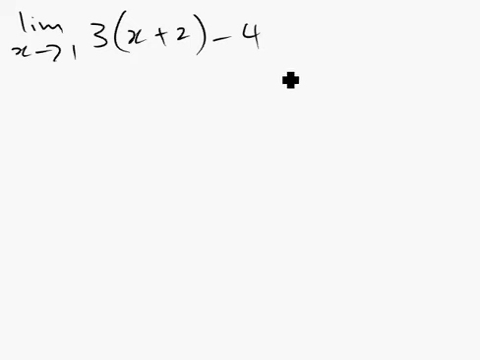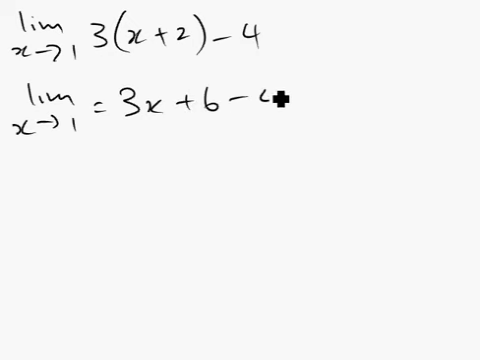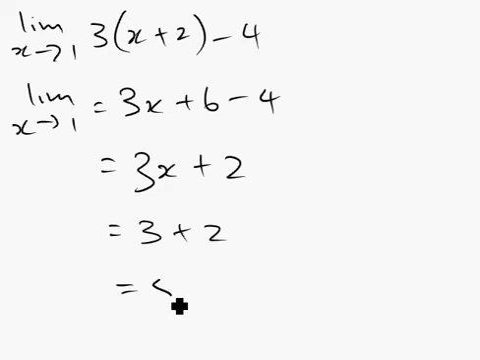So what we need to do from here is, I see that there's a bracket here, so I'm going to expand this. So limit x tends towards 1 equals, expanding the brackets, 3x plus 6, and then this one becomes minus 4. I'm going to simplify, and that gives me 3x plus 2. I substitute x equals 1 inside, I just get 3 plus 2, and my final answer is 5.